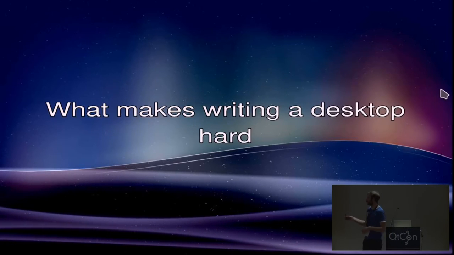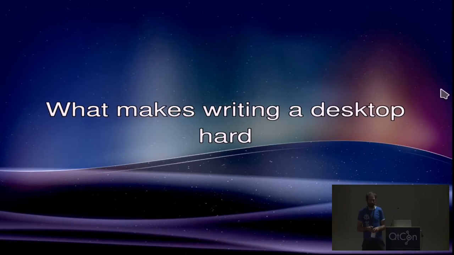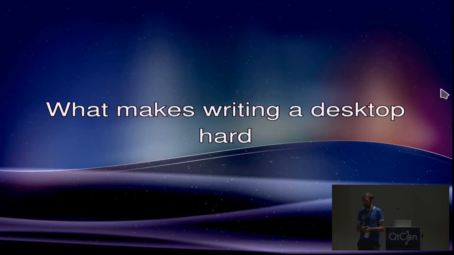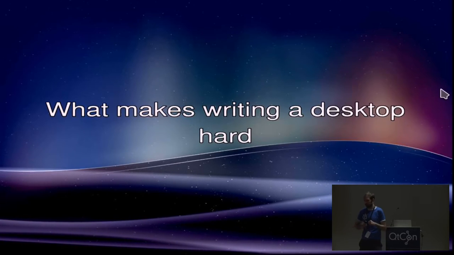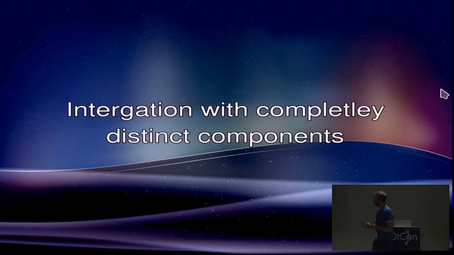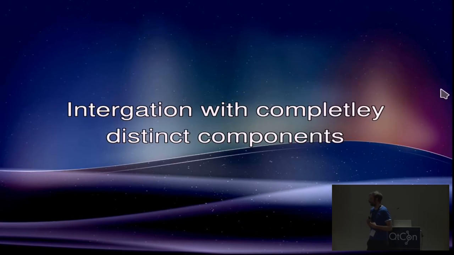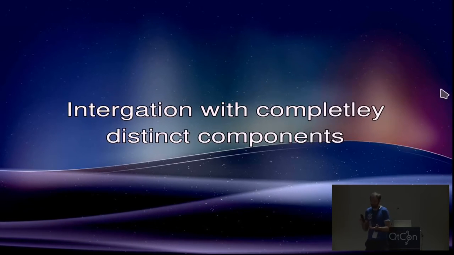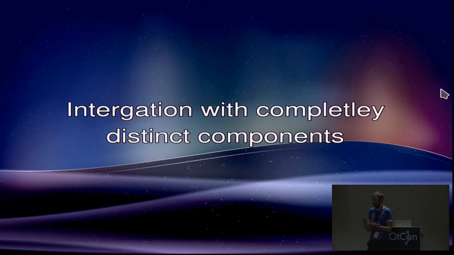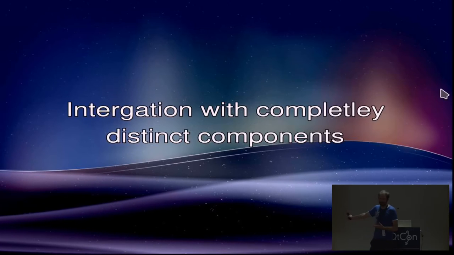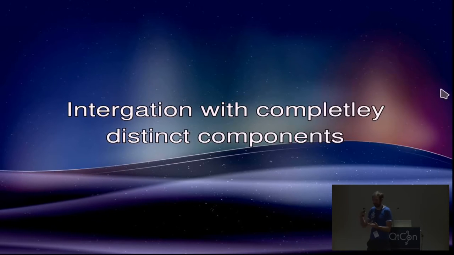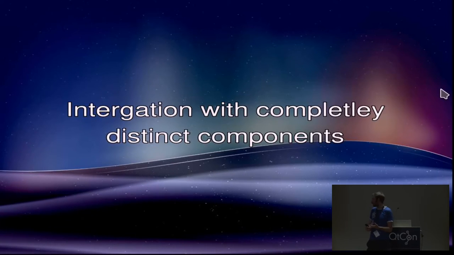So I want to talk a bit about what makes writing a desktop hard, because we see quite a lot, particularly over the last couple of years, of new desktops coming along. Why is it hard to write a desktop? Well, you have integration with completely different, distinct components. If you write an email client, you're going to be an expert in IMAP, maybe SMTP. Not a lot of things. To write Plasma, we need experts in PulseAudio. We need experts in systemd. We need experts in spell checking for your word processor.